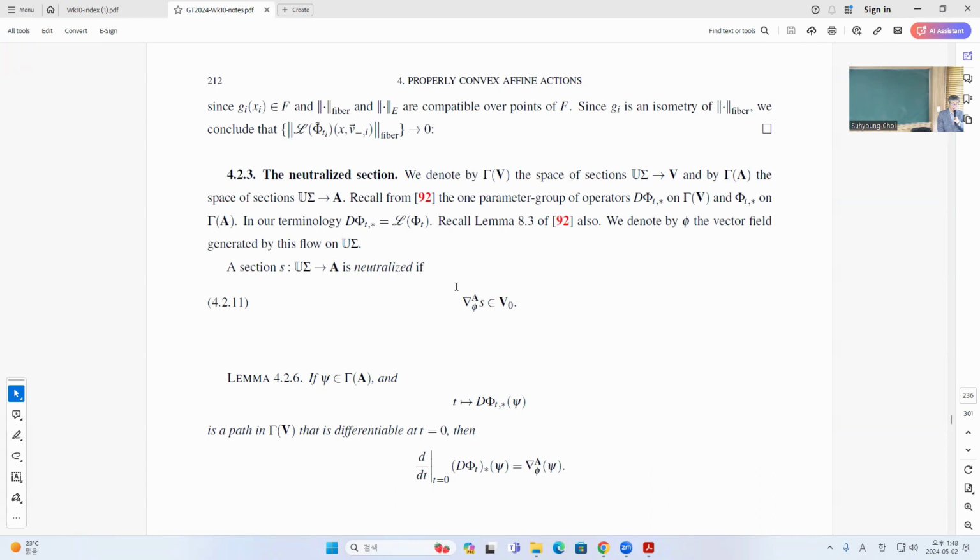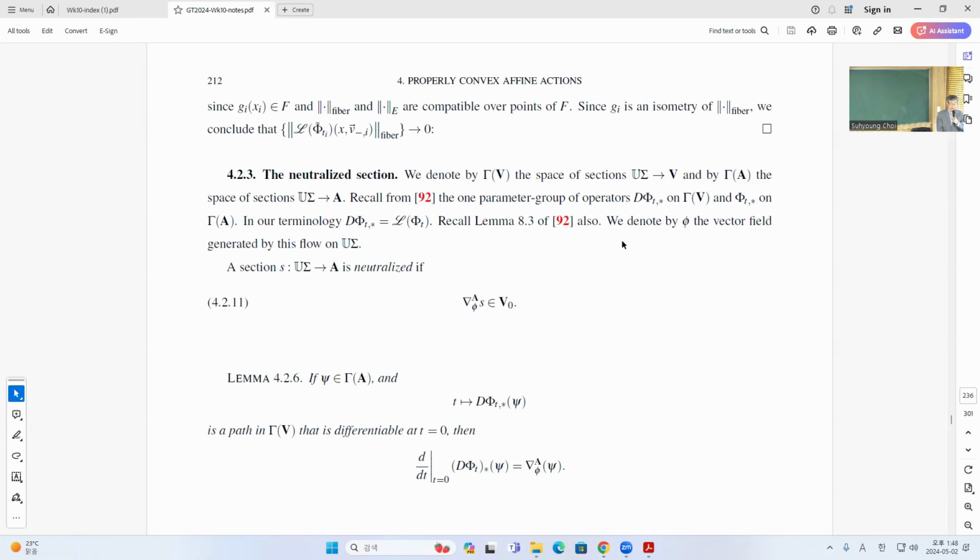So the key point is that you want to change the section so that as you flow, it only goes into the B0 direction. So that's called the neutralized section. It doesn't have any B plus or B minus component. Okay. So how do we do that?